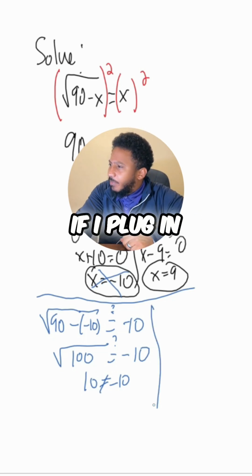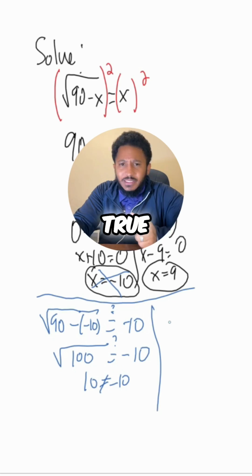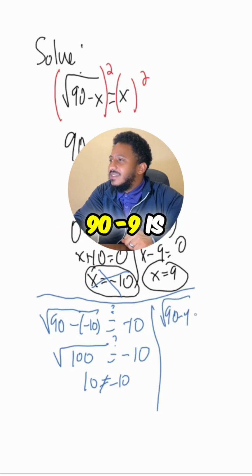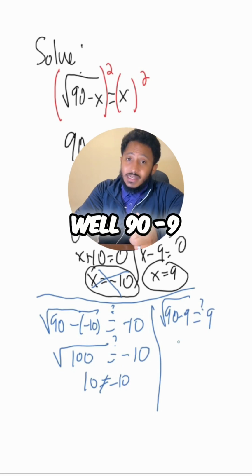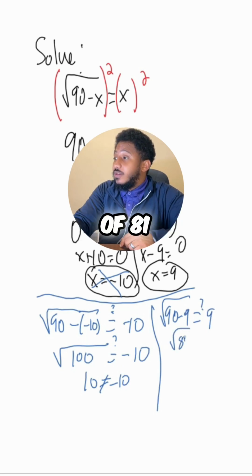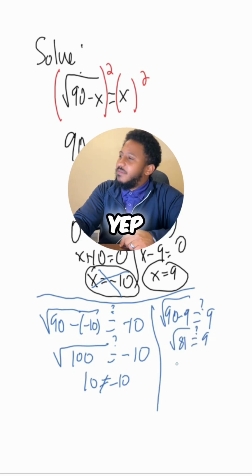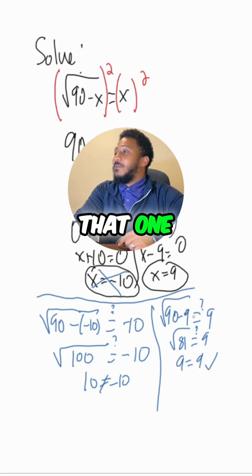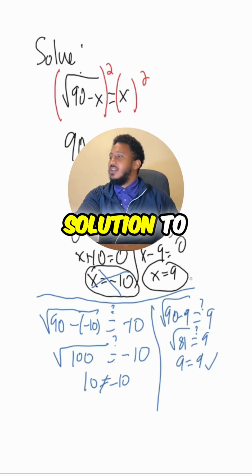Whereas, let's try 9. If I plug in 9, let's see if we get something true. That's the square root of 90 minus 9. Is that equal to, well, 90 minus 9 is 81. The square root of 81, is that 9? Is that true? Yep. 9 equals 9. That's been true all my life. Sure is. That one checks out. So that one would be a solution to this equation.